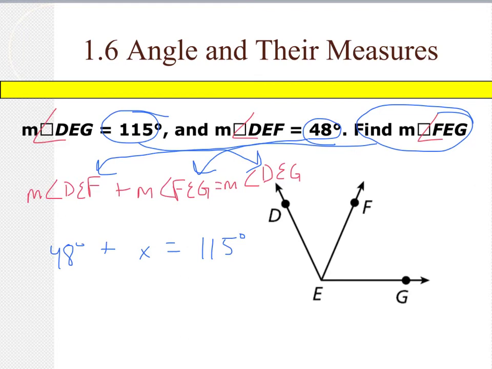Okay, we solve this like we would a normal problem. One-step equation. We need to take 48 out on both sides. We have x here. 115 minus 48 degrees. You have 67. Don't forget your degree symbol. Without that degree symbol, it is incorrect. We are talking about angles. Make sure we know we are talking about angles by putting that degree symbol in there.